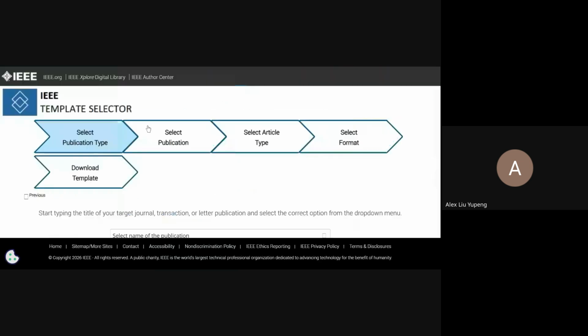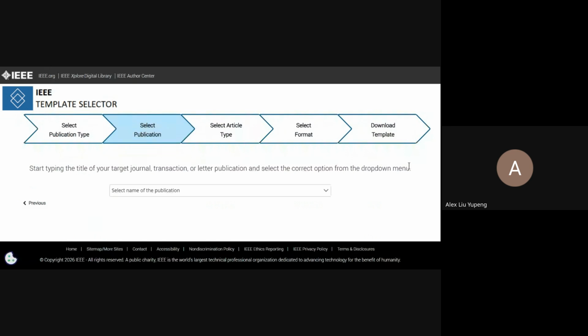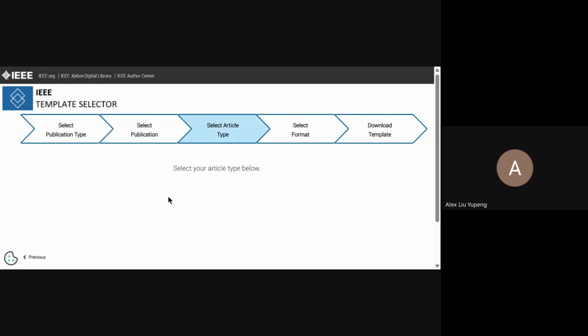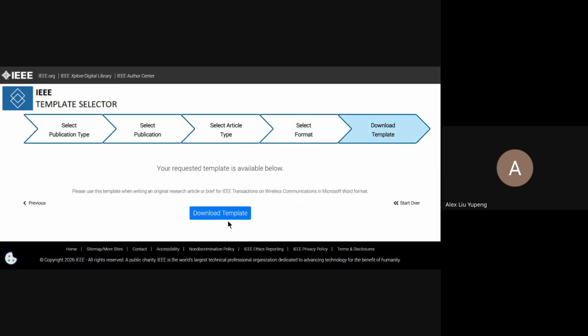Journal or conference. If I select journal, just select the topic, the title of the journal, right? And as you can see, they're looking for original research and briefs. Original novelty is very important. Select your format, Word, and just download. That's it. You will be able to download the templates.